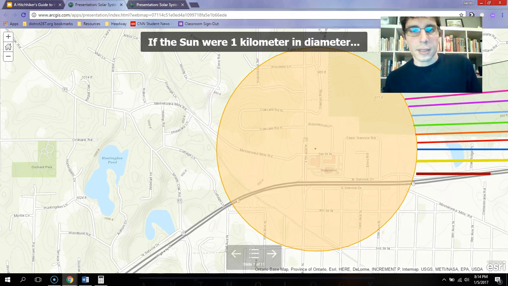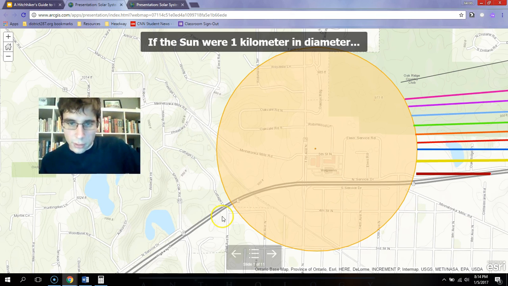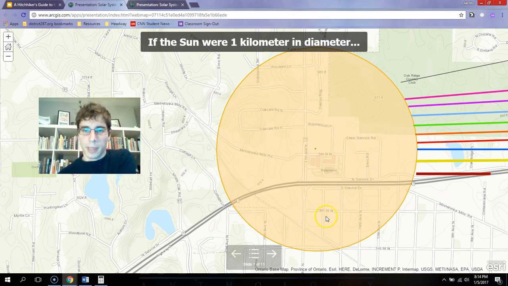So the idea of this here is to show you if the sun is 1 kilometer in diameter, where would the planets be in terms of how far it would be? So this sun is centered pretty close to our school, but not quite. It's right on the corner where Starbucks and Walgreens is. Our school would be right here where all the lines start.